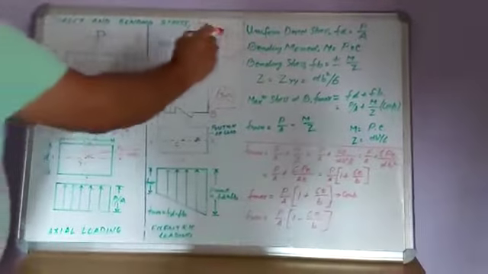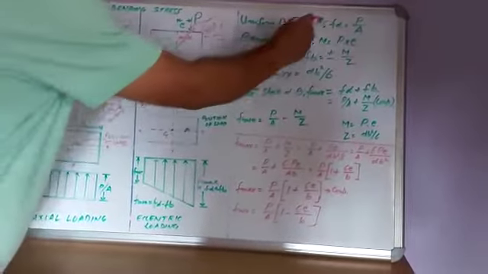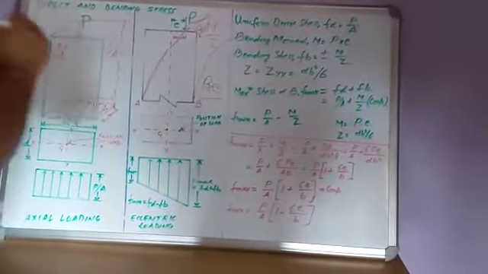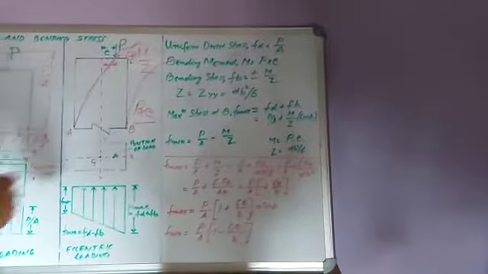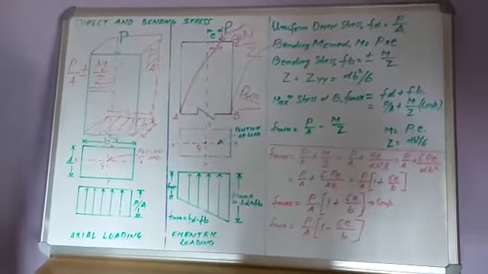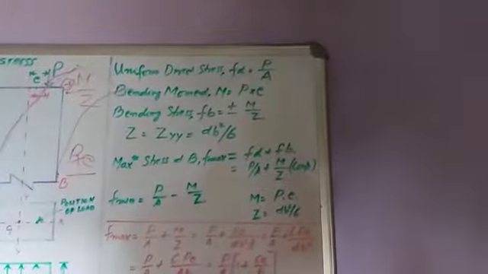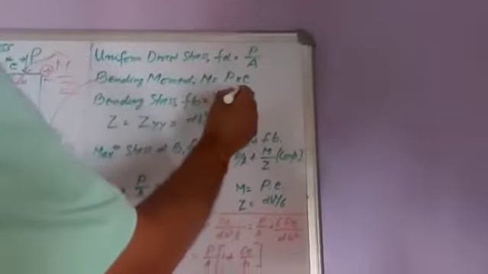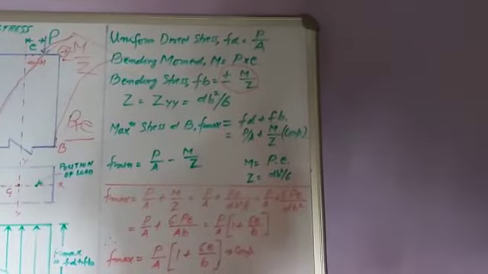Here you see, uniform direct stress, the symbol we have used is FD. FD will be equal to P by A as discussed, load by area, and bending stress will be equal to plus minus M by Z. Now bending moment we find like this: M equals P into E, load into the eccentricity. As has been said, bending stress is given by plus minus M by Z. If it is compressive, it is positive, and if it is tensile, it is negative.